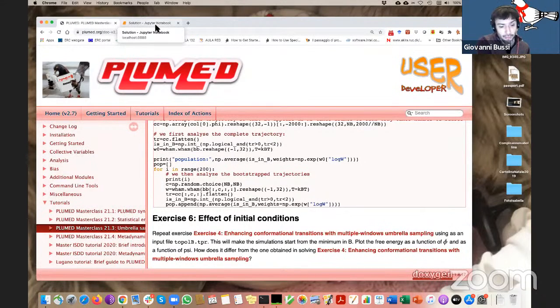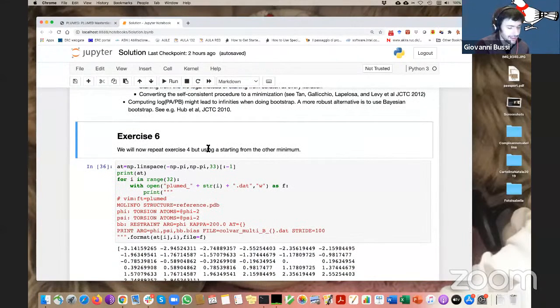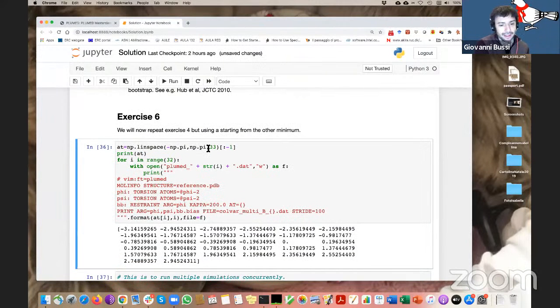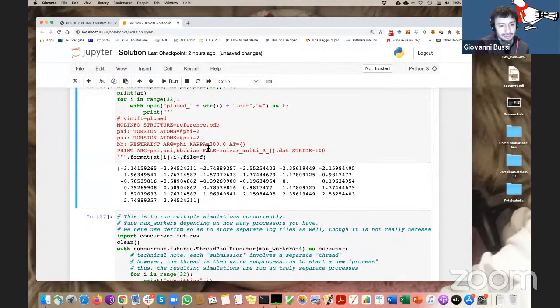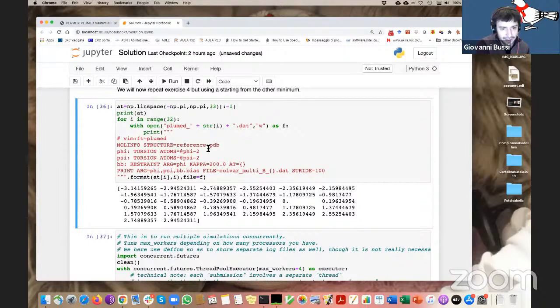So exercise number 5 was difficult, but I think it's very important. And I really hope that the fact that it was difficult will not stop you from checking a posteriori how to do it and learn how to do this analysis, because it's really useful. So exercise number 6 is straightforward. I'm just redoing exercise number 4 with a different topology.